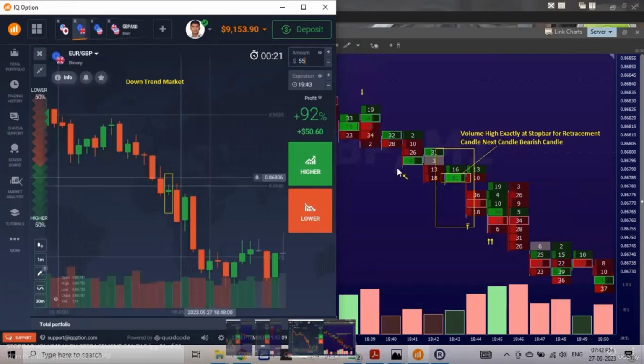Volume is high exactly at the stop bar. Okay, retracement candlestick. It's very easy. After a breakout, sellers are very powerful and stronger, and the buyers create a bullish candlestick, and that is a very, very weak bullish candlestick. It's an inside bar pattern in the downtrend market, and this candlestick's volume is high exactly at the wicks. That means it's a stop bar, and that is a very, very perfect short trade. The market falls down.